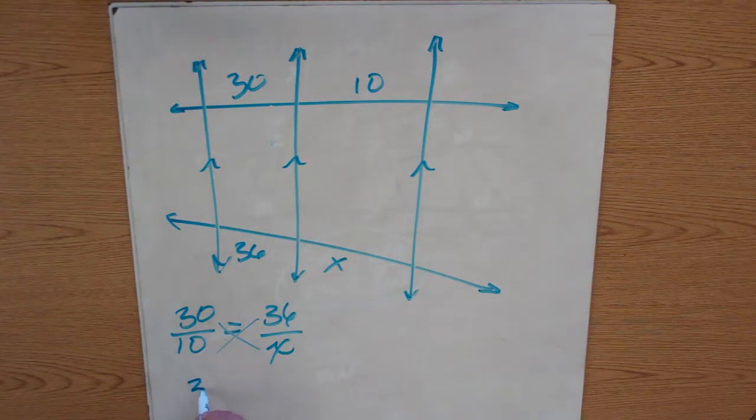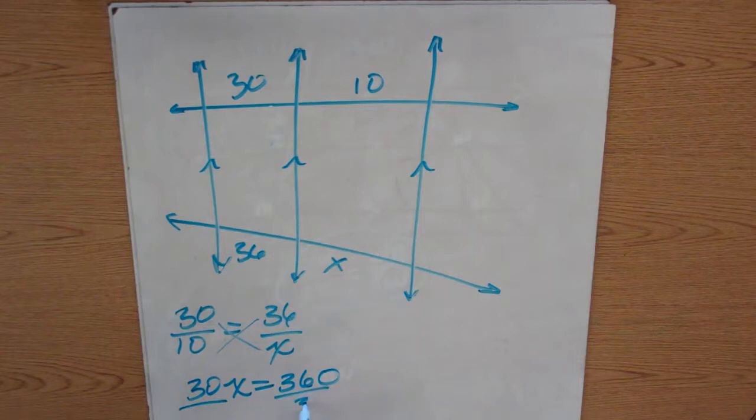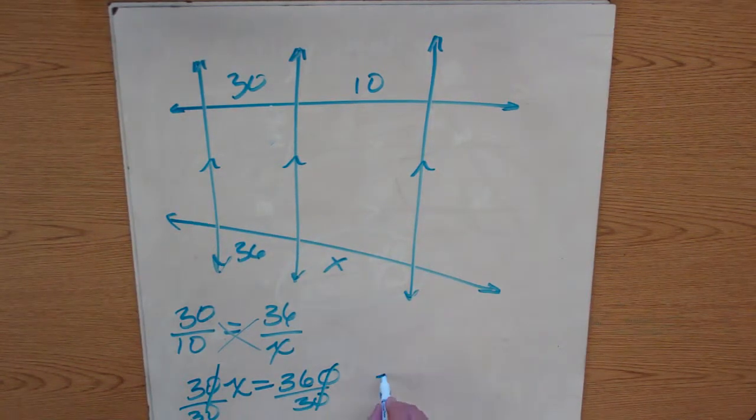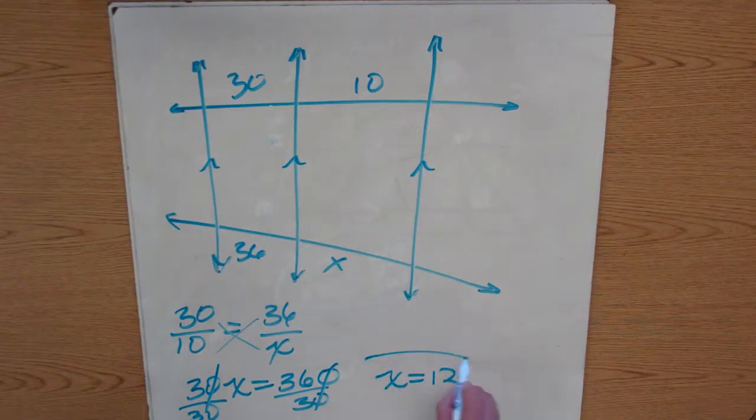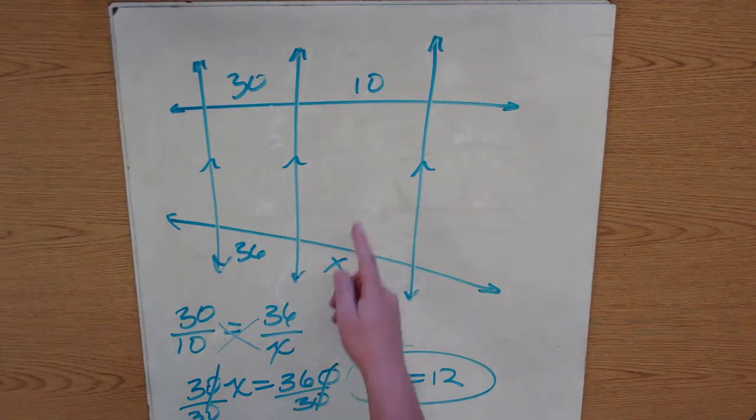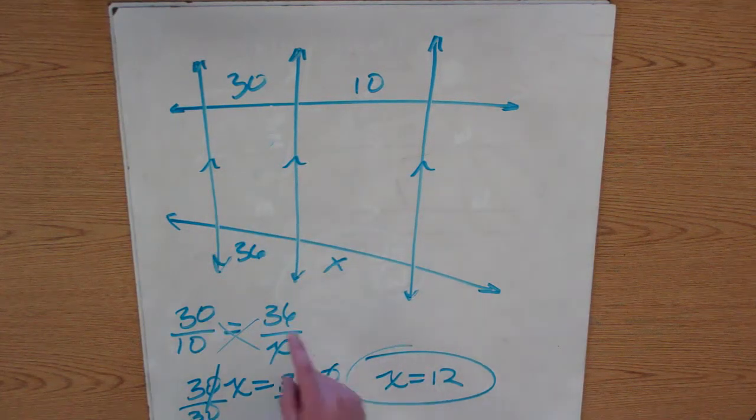You cross multiply. 30x equals 360. Divide by 30. You can chop that off. 36 divided by 3 is 12. So x is 12. Quick way to verify that: 10 times 3 is 30, 12 times 3 is 36. The scale factor between them is 3 to 1, which does work.